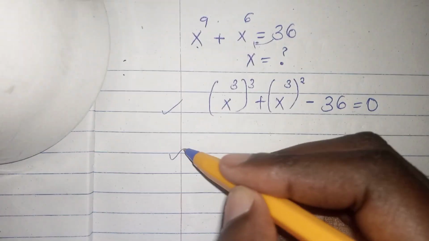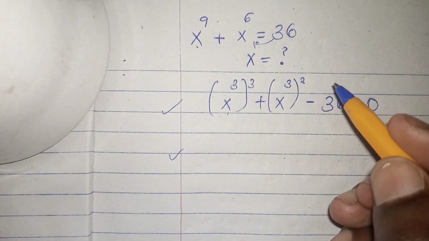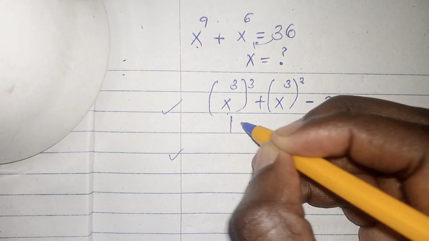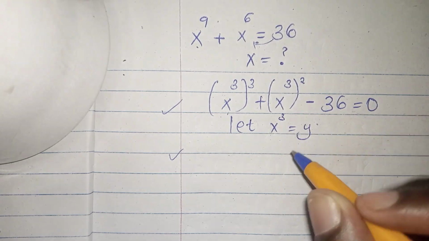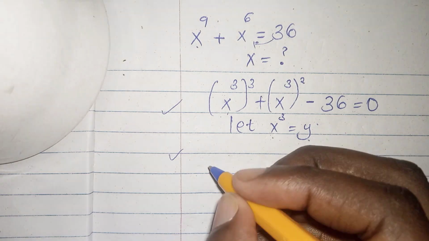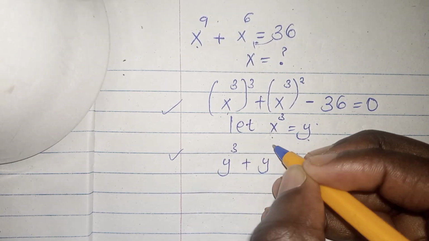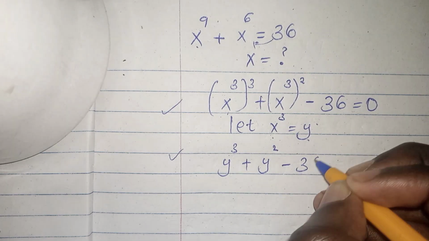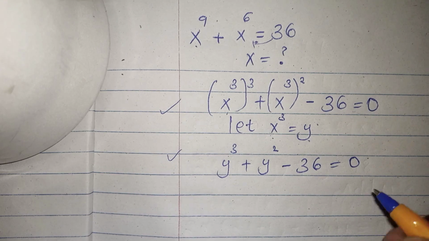Okay, so then x cubed is common, so we shall substitute it by y. We shall say let x to the power of 3 is equal to y. So where there is x to the power of 3, we are substituting it with y. Therefore, this will be y cubed plus y squared minus 36 is equal to 0, right?